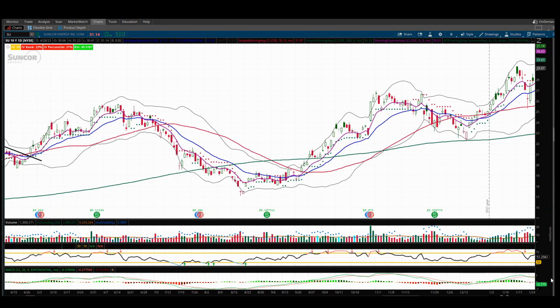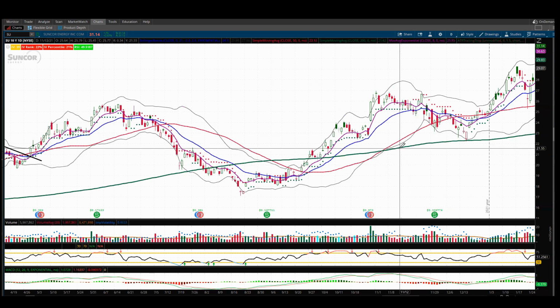All right, so here we got ticker SU, Suncor Energy. So I guess first let me explain how I have my moving averages set up. So like I mentioned, I have the 8-day exponential moving average. So that's this purple line. I have the 21-day exponential. That's the blue line. I have a 50-day simple moving average is my red line.